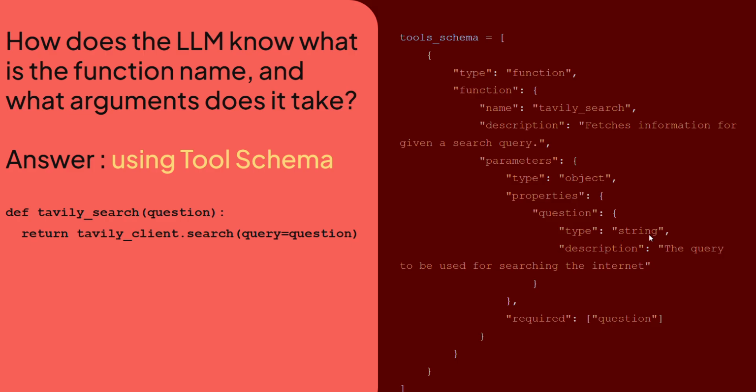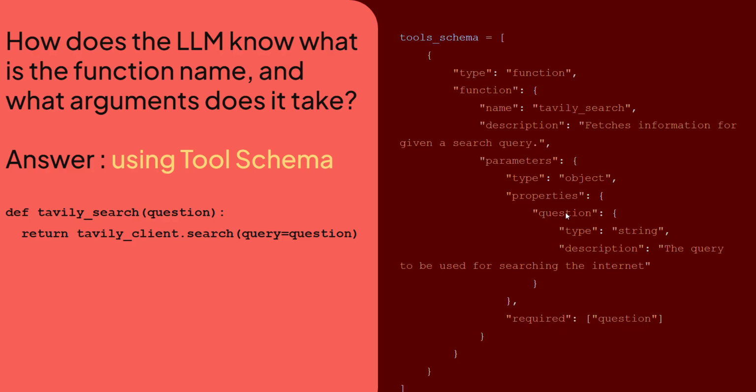What is the type? It is a string. And what is the description of this parameter? What kind of value do we need to pass here? The query to be used for searching the internet. So basically, this is an internet search function. So whatever query you have to search on the internet, you need to pass here as a type string.